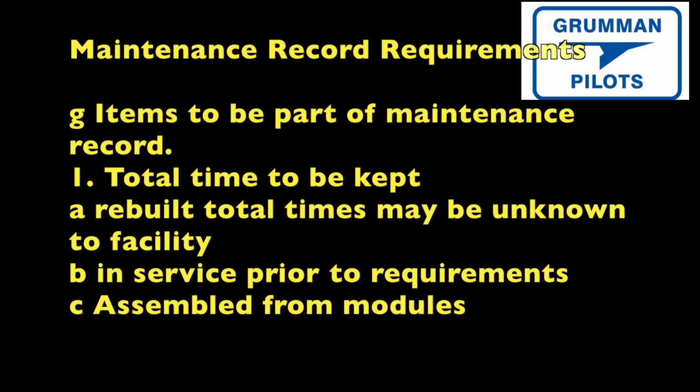So in the maintenance record, they also want to have items that they call out specifically, such as total times to be kept for your engine, your airframe, and your propeller. Rebuilt times may not be known to the facility that did the work. You send an engine to Lycoming, they don't know how much time is on the engine. And some were placed in service before there were requirements, and other components such as jet engines are assembled from components, and it doesn't make any sense to put a time on an assembly of components. So those are some other considerations for your maintenance requirements.